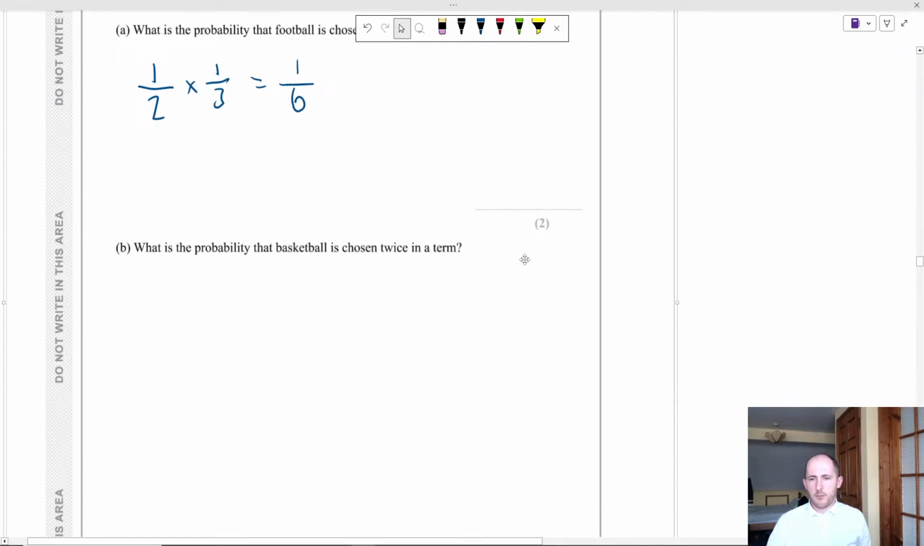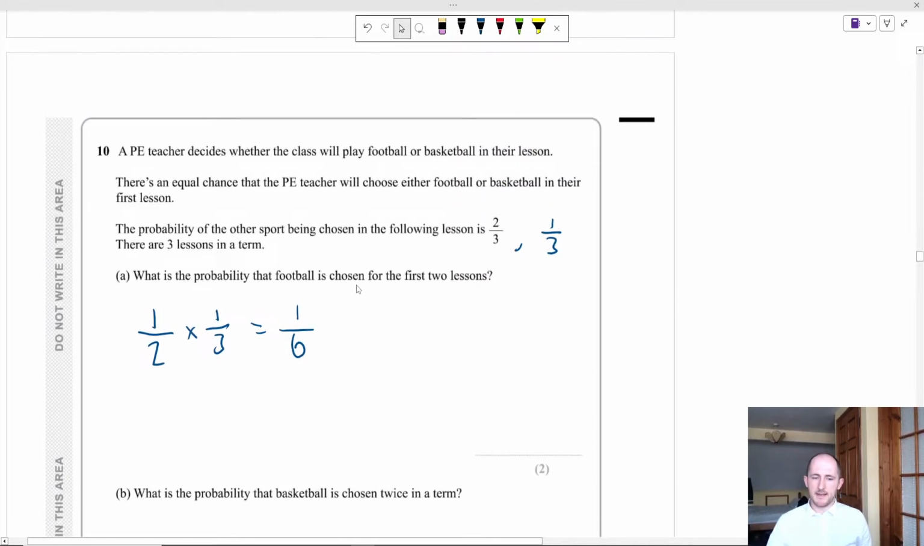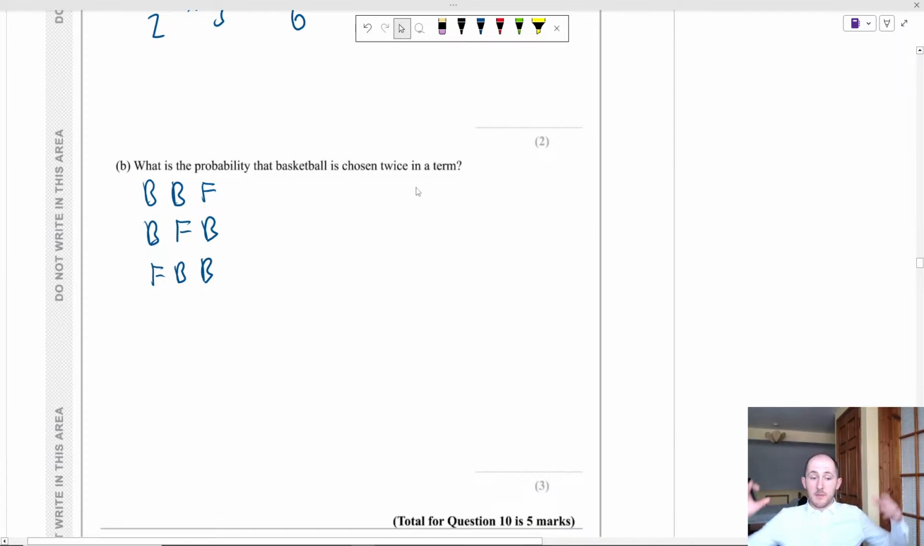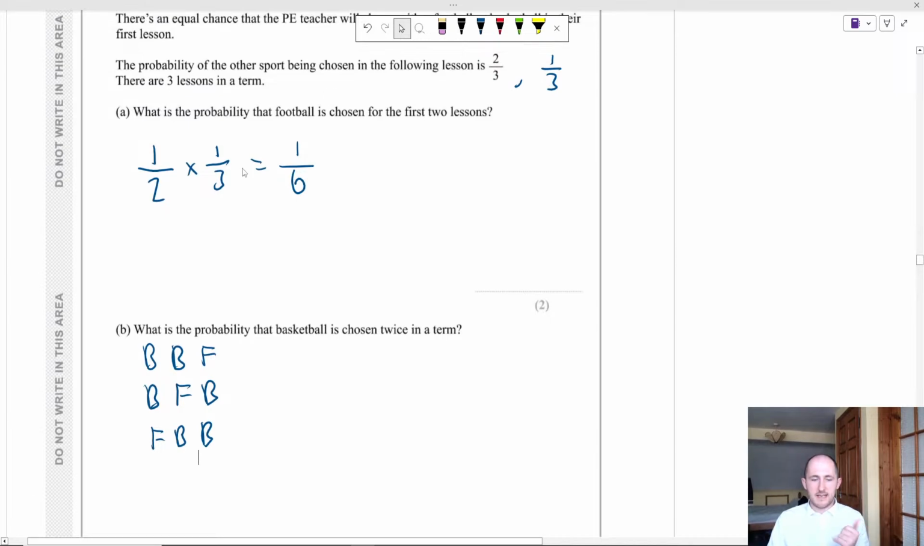Okay. So, what is the probability that basketball is chosen twice in a term? So this is where things get a bit spicier. This, by the way, is conditional probability. So, twice in a term. Well, there's a few different ways we can get this, right? We can either have basketball, basketball, football, basketball, football, basketball, or you can have football, basketball, basketball. Okay? So yeah, you can, if you want, use a probability tree.